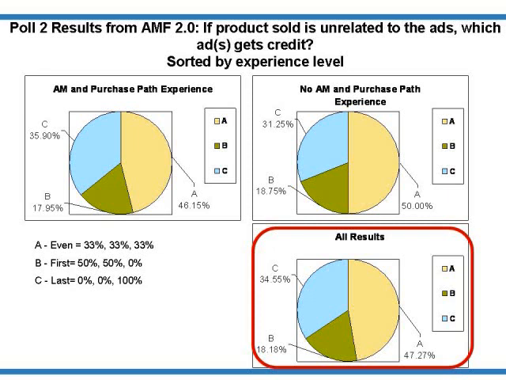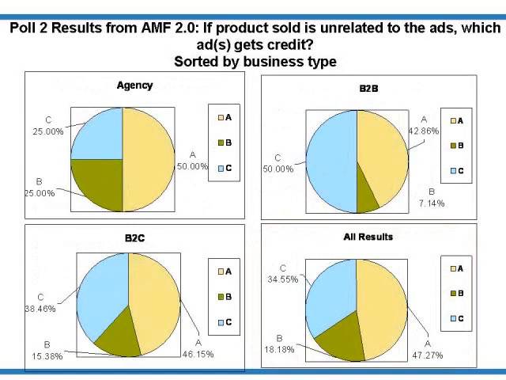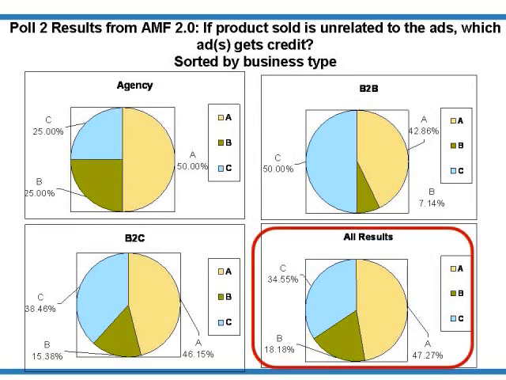The difference here is that more information is provided, and we are now aware that the product purchased was different from the one advertised. Across the different business types, the results were divided. The audience seems to disagree as to whether the even or last attribution model was best.